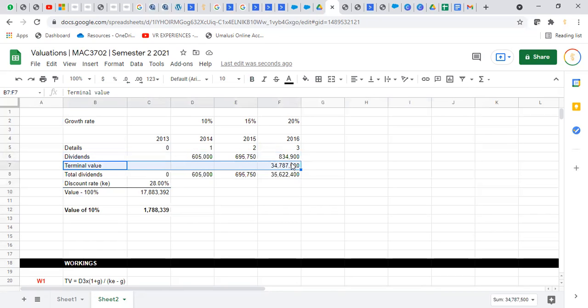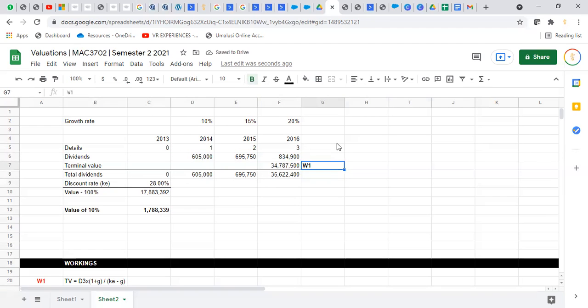If there is no explicit period, we'd simply do this calculation over here. We'd simply do the working one calculation. So just be aware of that. Now, the second thing, you must take note that the last year of the explicit period is year 3. So the terminal value will go into year 3. So just be aware of that. Those are the two important things I wanted to mention over here.